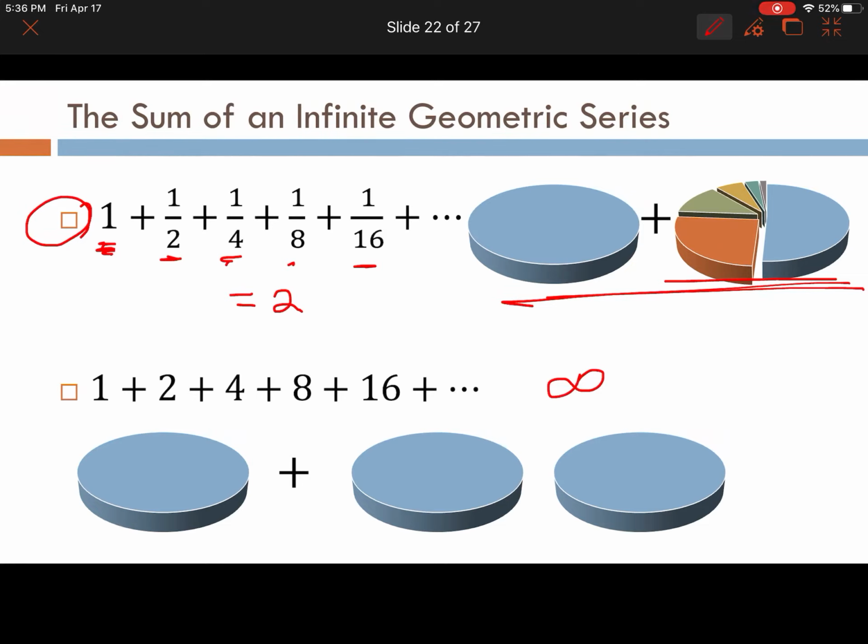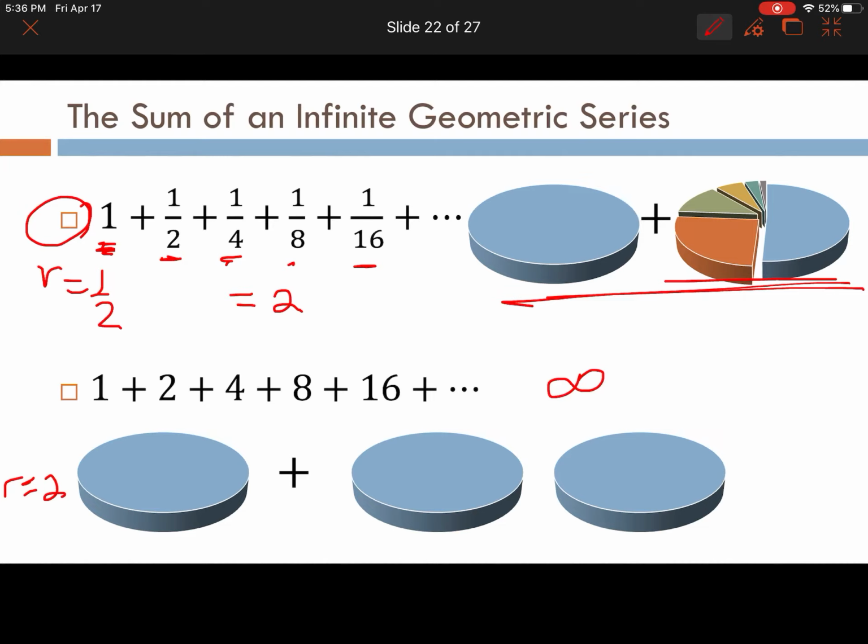So the thing that you may have noticed about these is what R is. So let's just take a look at what R is in this first one. So you go from 1 to 1/2 is multiplying by 1/2. From 1/2 to 1/4 is multiplying by 1/2, right? So R is equal to 1/2 here, right? But whereas in this other one, R is equal to 2. And that's the key. We only have a convergent series if R is less than 1.